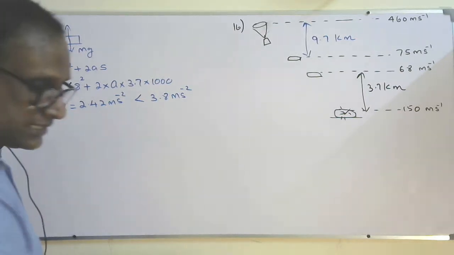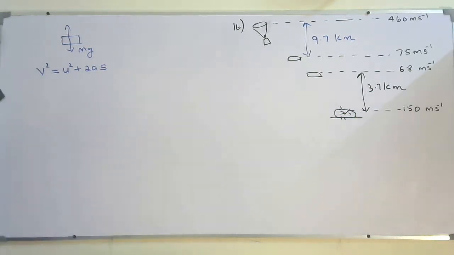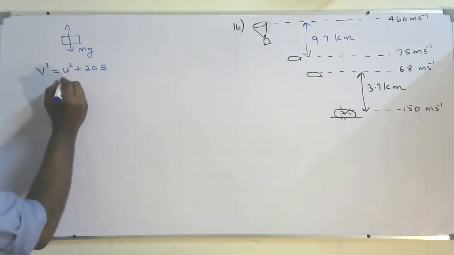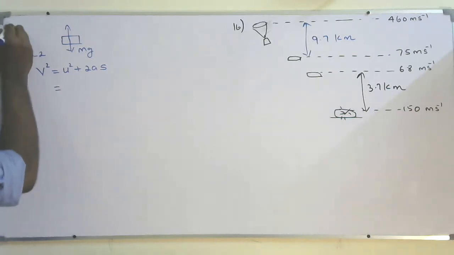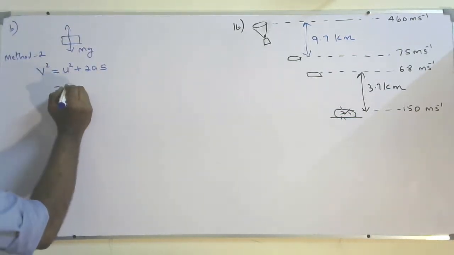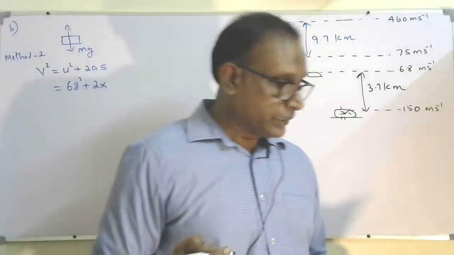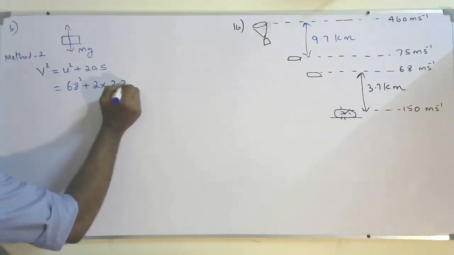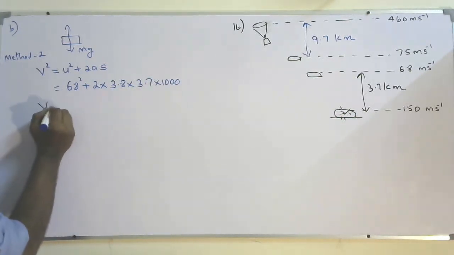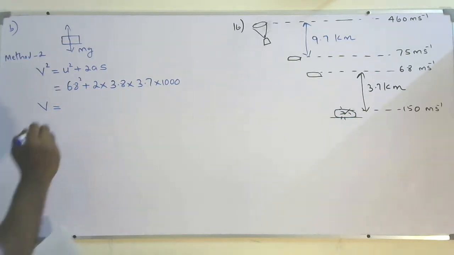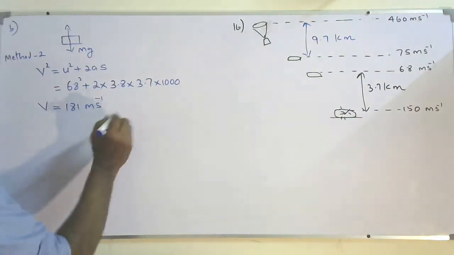The second method is you can find the final velocity. Same equation I'm going to use. So I'm going to find the final velocity. This is method 2, for the B part of question 16. So initial velocity is 68 squared plus 2 times... Okay, if it is falling under gravity, the acceleration should be 3.8. So use 3.8 times the distance fallen, which is 3.7 times 1000. Find the final velocity. You will get 181 meters per second, but practically they found 150 meters per second.